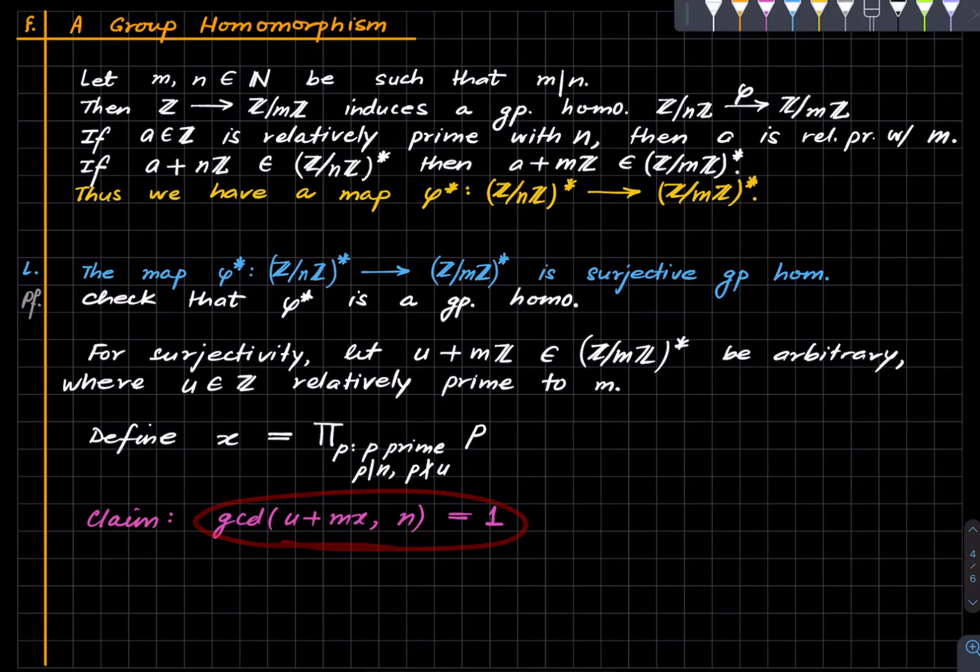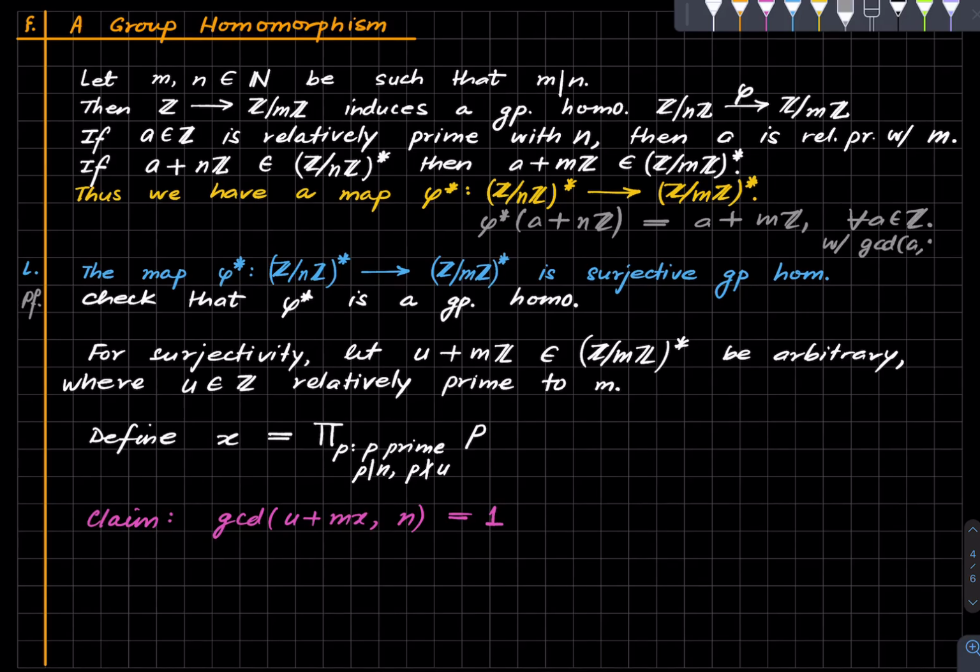So this is the main thing, and let me emphasize what phi star is. Phi star of a plus nz is nothing but a plus mz, for all a in z with GCD of a and n equal to 1. So that's what the map phi star is. Phi star of anything is just phi of that thing. There is no difference between phi star and phi. It's just that phi star is a restriction of phi to this set. So we want to show that the GCD of u plus mx with n is 1.